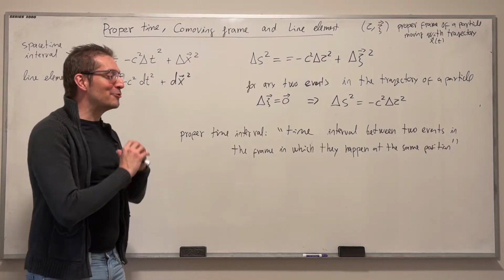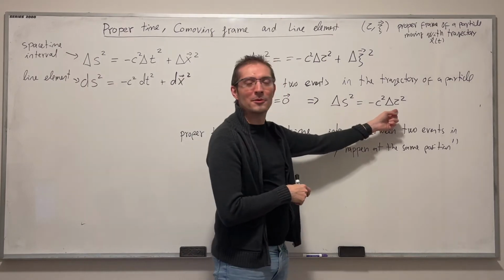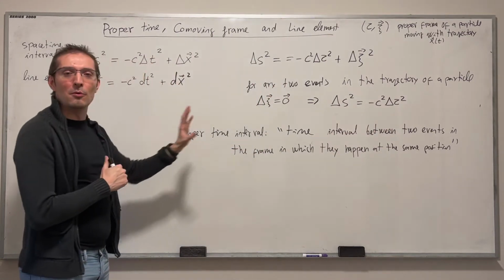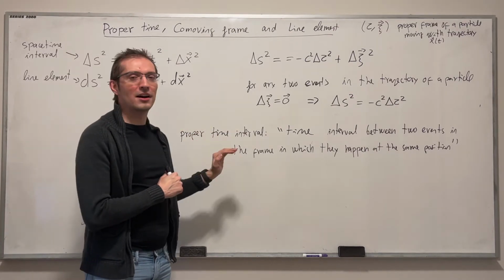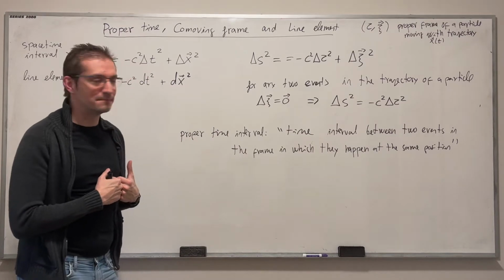So whenever you have 2 events that you can join with a physical trajectory or something moving, there is a proper time interval, and that will give you the space-time interval. How clean is that? We will see more about under what conditions you can find proper time. You can find a frame where 2 events happen at the same position.